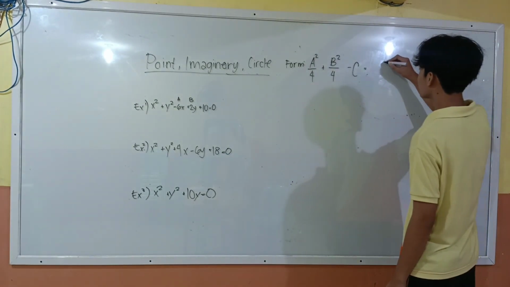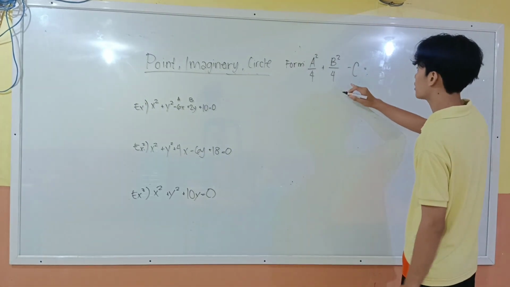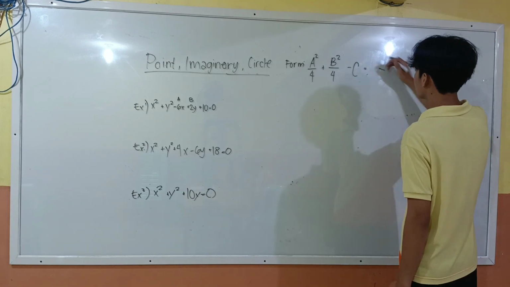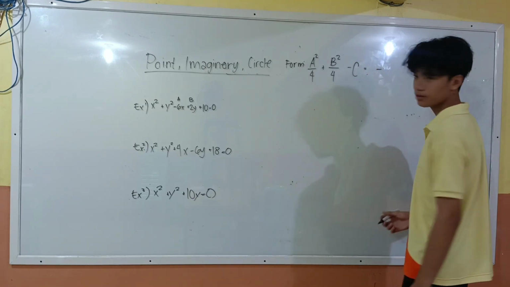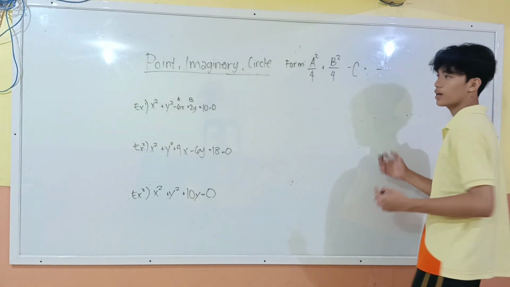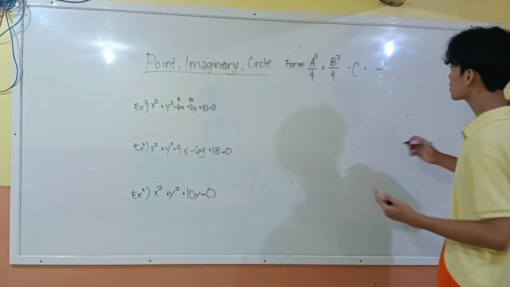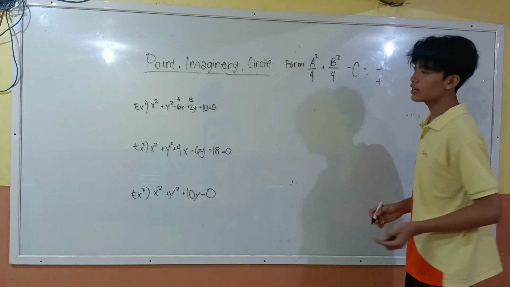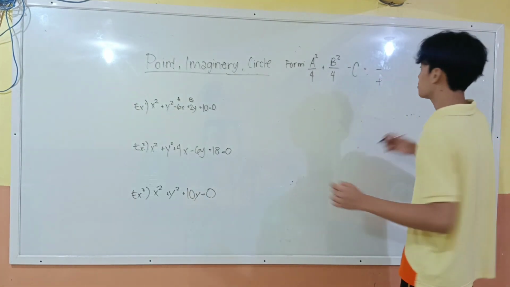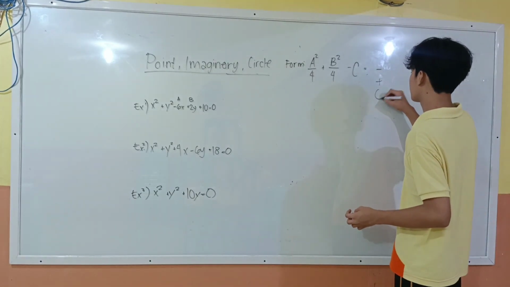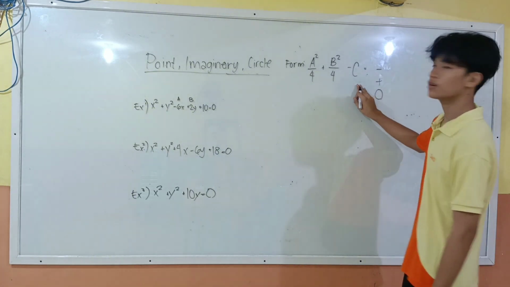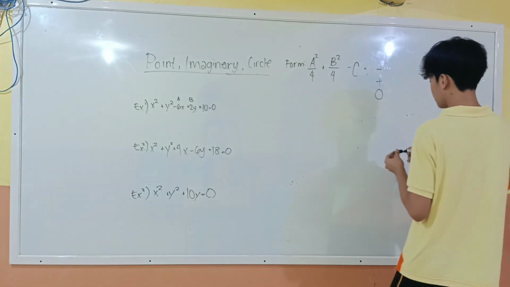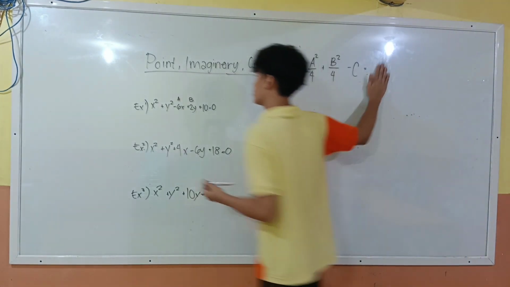So if you get the value after doing this formula, if you get a value that is less than 0, so basically a negative value, it is an imaginary circle. But if you get a positive value, it is a normal circle. But if you get a value of 0, if this equates to 0, then you have a point circle. So first, let's do example number 1.